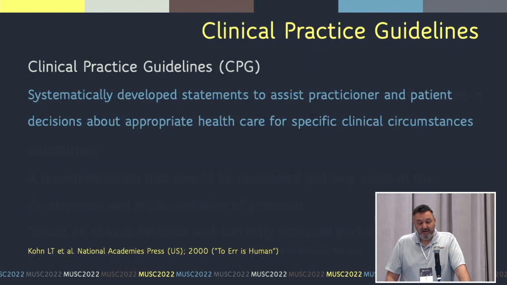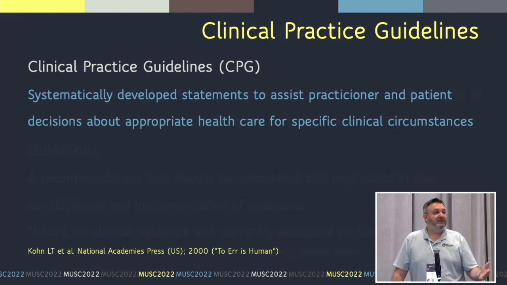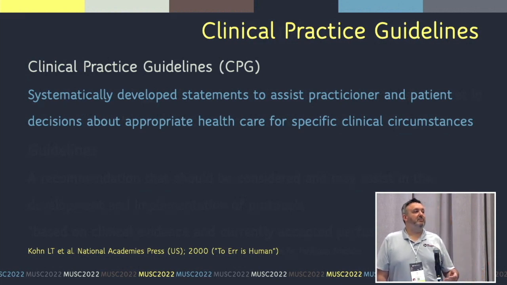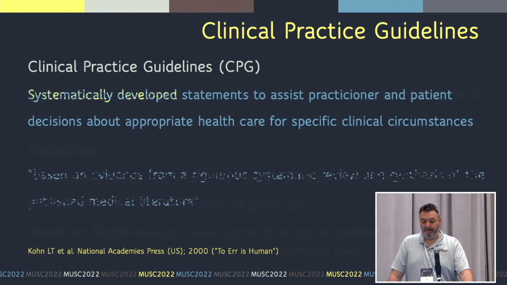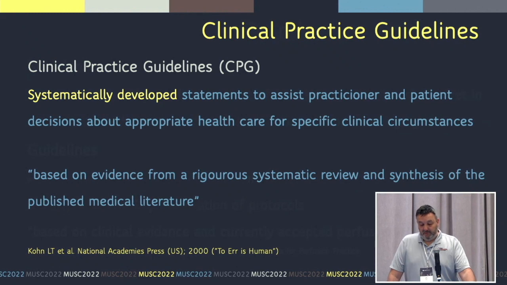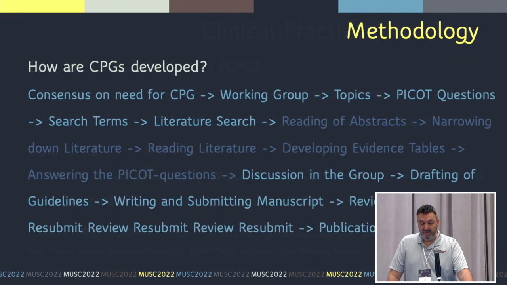And clinical practice guidelines are also recommendations, but they are systematically developed. So they follow a rigorous path to look at the literature that is available, and based on that literature, and not on what you want the literature to say, you make statements about clinical practice. It's a rigorous and long process.